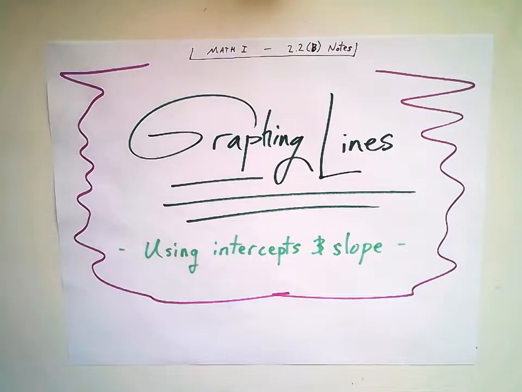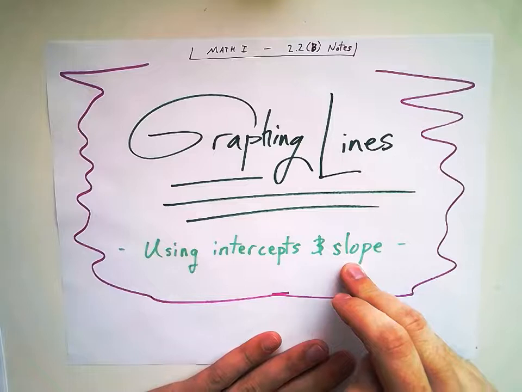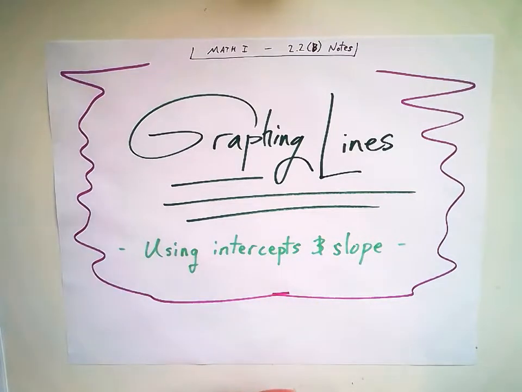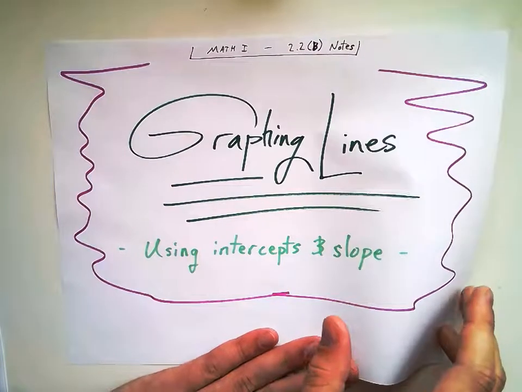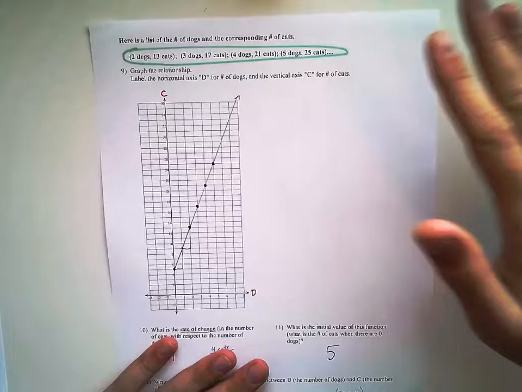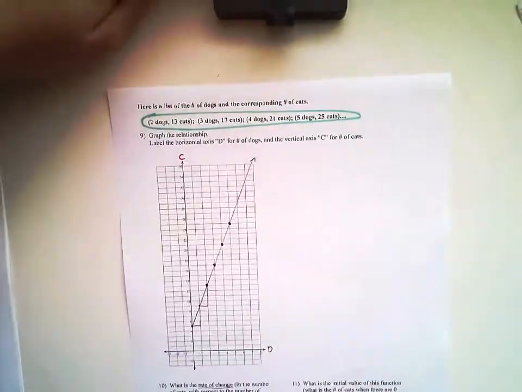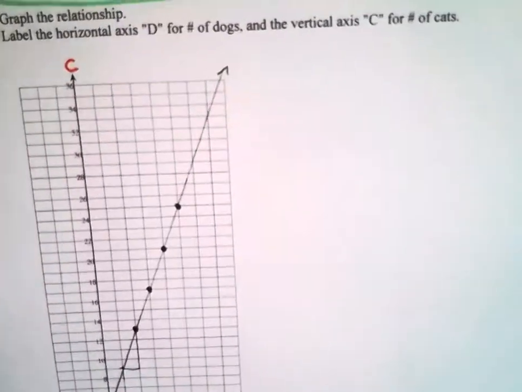Alright guys, let's talk about graphing lines. We're going to use the equation of a line to find the intercept and slope and then make the graph. And normally that will be the x-intercept. We'll talk more about that in a second.